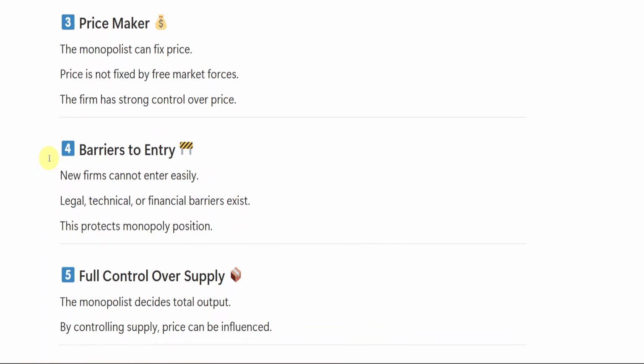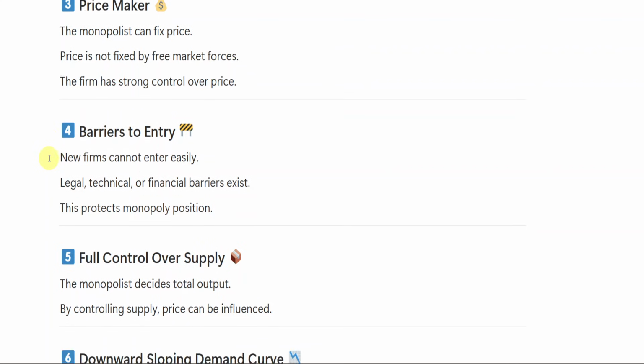The firm can increase or decrease the price based on its profit plan. Barriers to entry: new firms cannot easily enter, students, because of government licenses, huge capital required, patents and legal rights, and control over raw materials. So these barriers will protect monopoly firms.